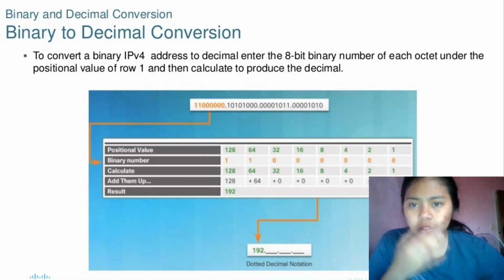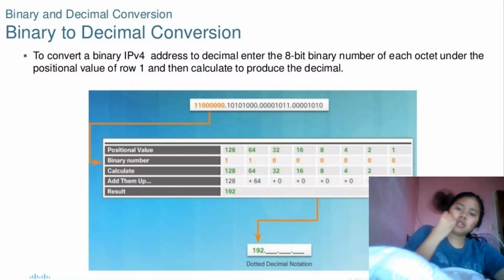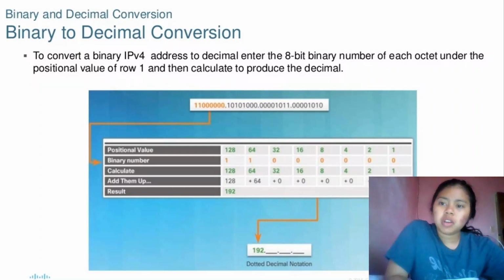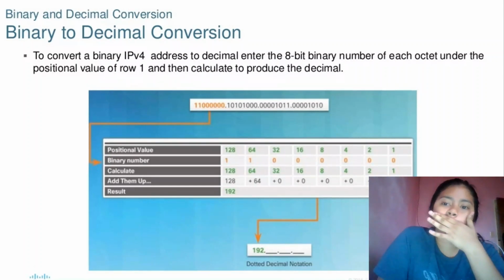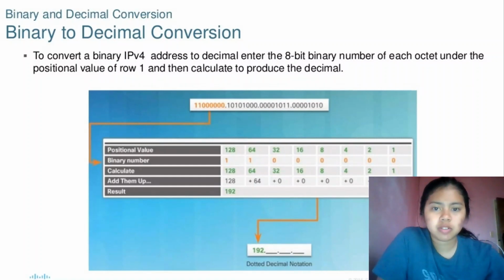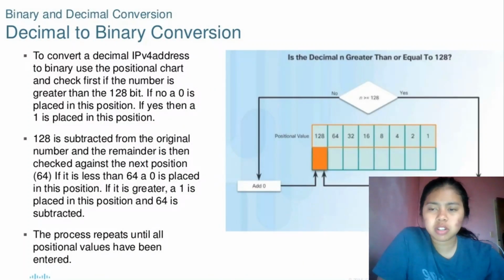Binary to decimal conversion. To convert an IPv4 address to decimal, enter the 8-bit binary number of each octet under the positional value row. Then calculate the decimal value.